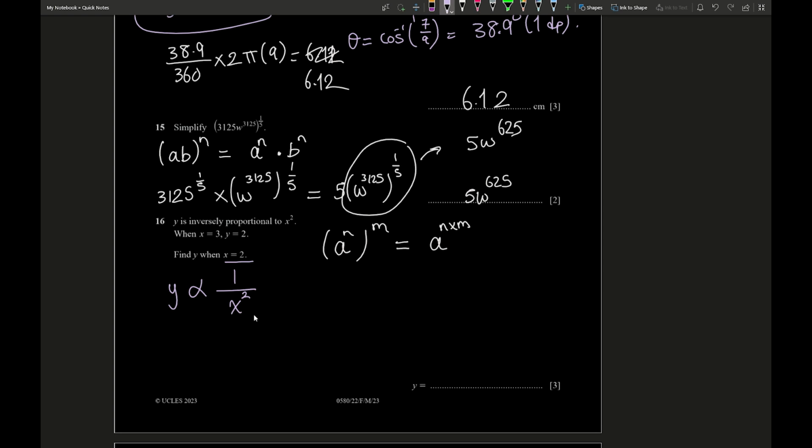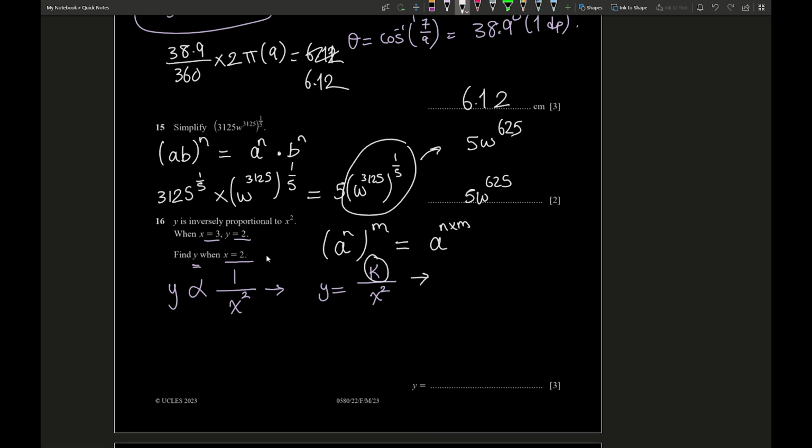Now, we can remove this proportionality sign and replace it with an equal sign by replacing this with a constant that we'll call k. So y would be equal to a constant, a random number that we do not know yet, k over x squared. Now, we're given a set of values of x and y, where x is equal to 3 and y is equal to 2. We can substitute these values to find the value of k.